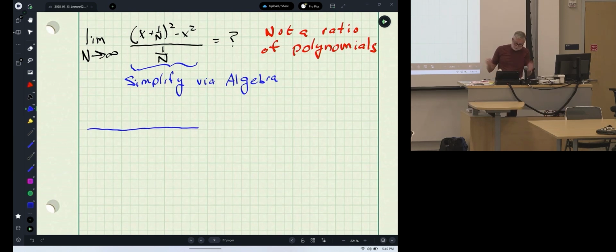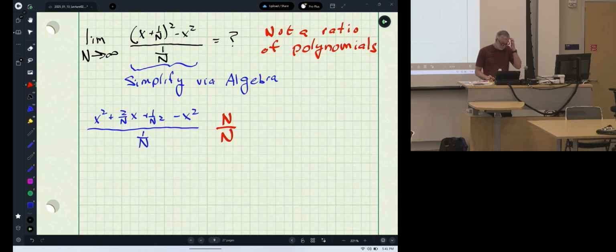Okay, so if we square x plus 1 over n, we get x squared plus 2 over n x plus 1 over n squared. Then we have minus x squared. I copy down again the 1 over n. And then I'm going to multiply by n. The only reason I'm doing that is because I want to get rid of the 1 over n in the denominator. So we multiply by n over n. Okay?